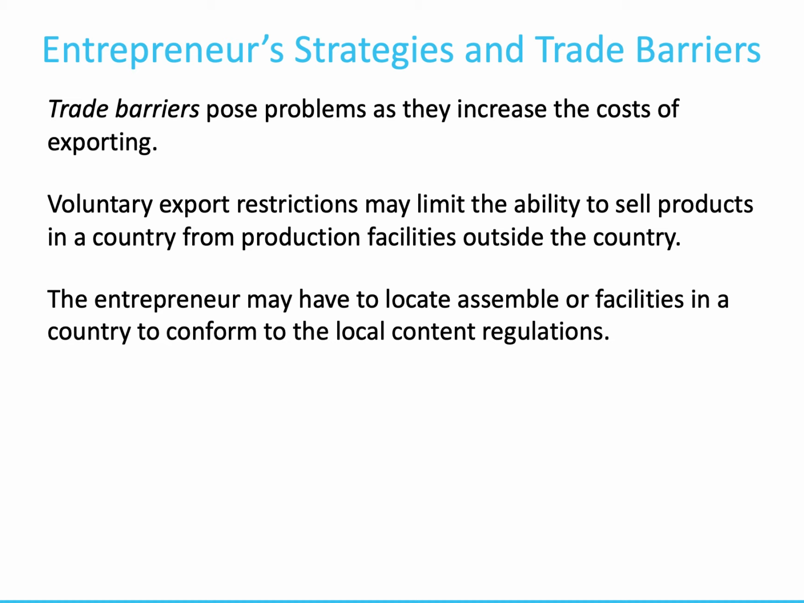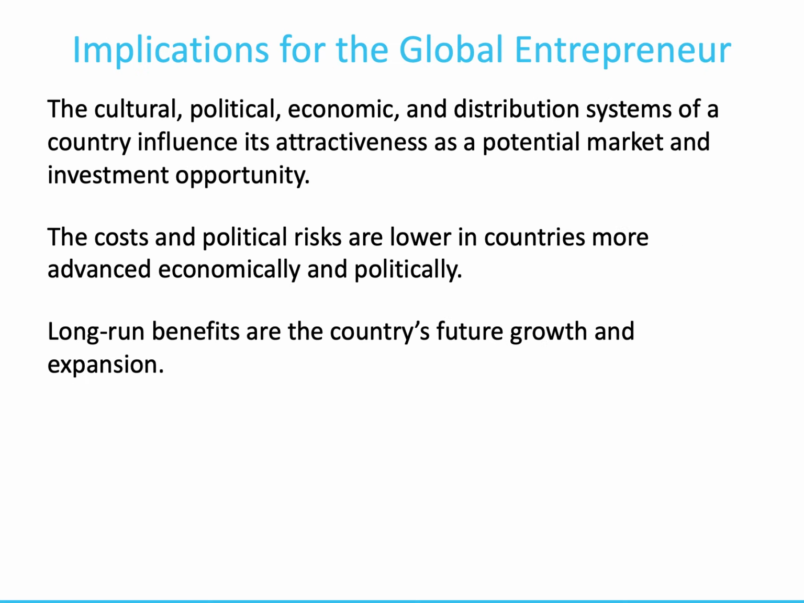The entrepreneur may have to locate assembly or facilities. They may have to assemble or have their facilities in a country to conform with local content regulations, which can then affect how you set up your partnership, if you direct invest or not. These are things you have to consider when you're doing your PEST analysis and looking at the economics, the government, and the technology capabilities. So what's the implications of a global entrepreneur?